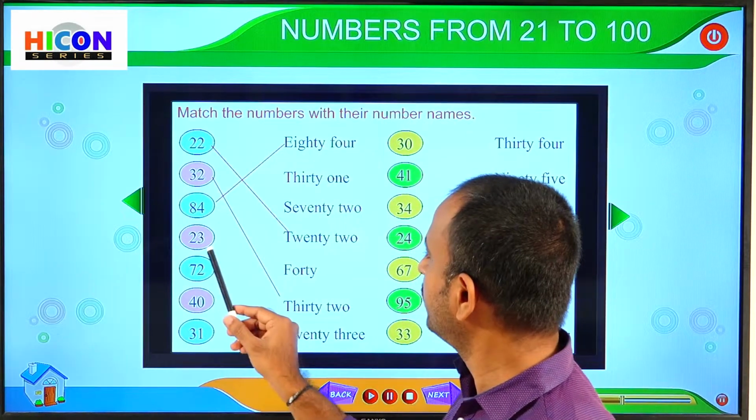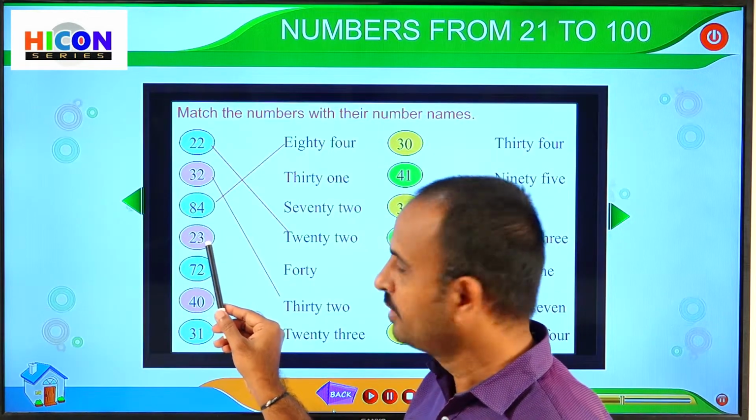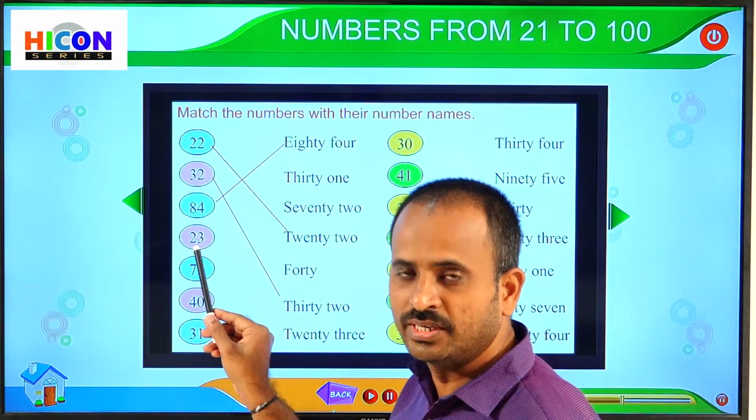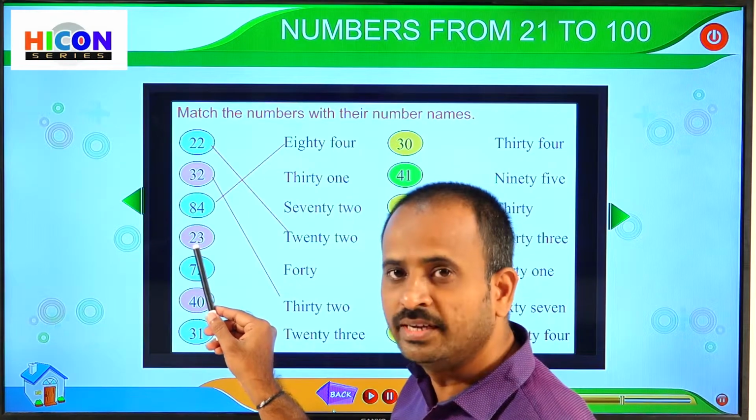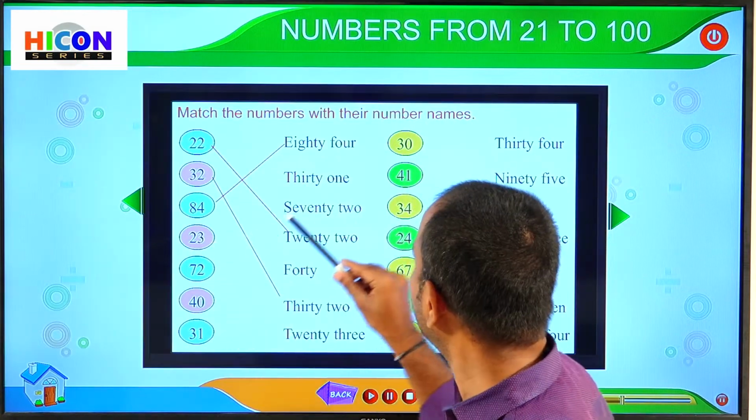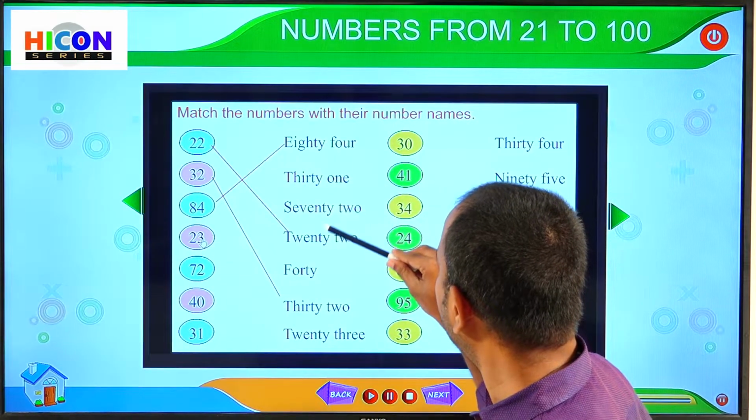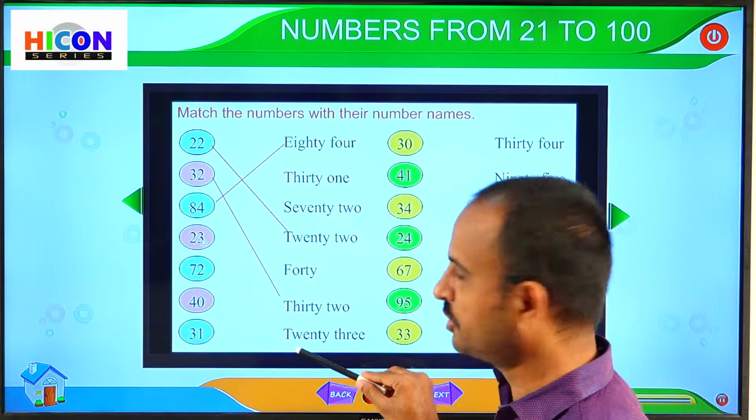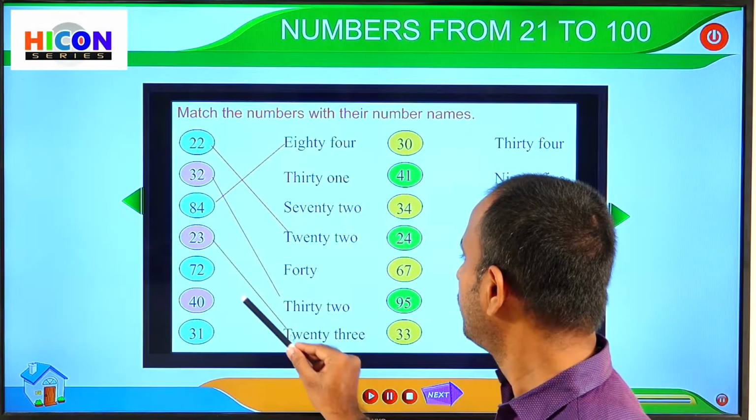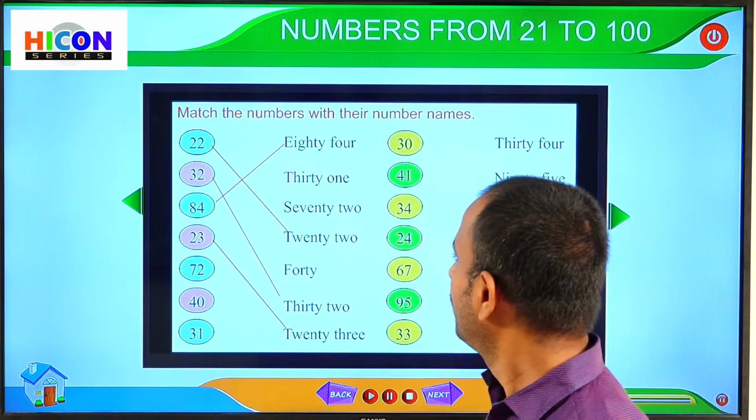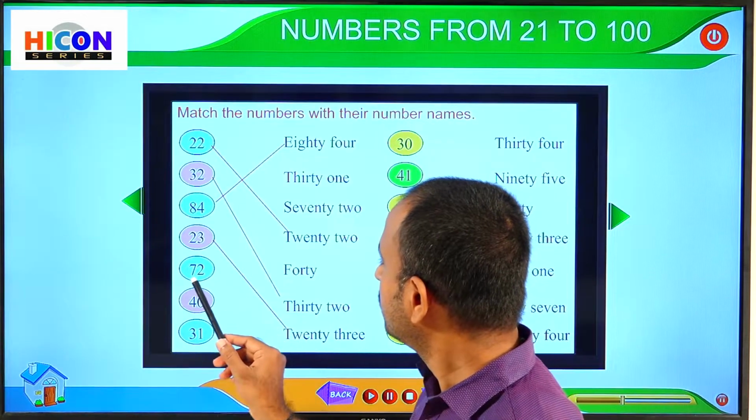So children, see the next one. So how can we read this number? So 2, 3 can be read as 23. So where is the 23 here, children? So there is 23. See the last one. So match this number with 23. So now see the next one. So see the number.